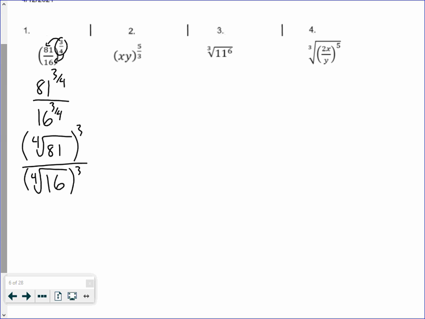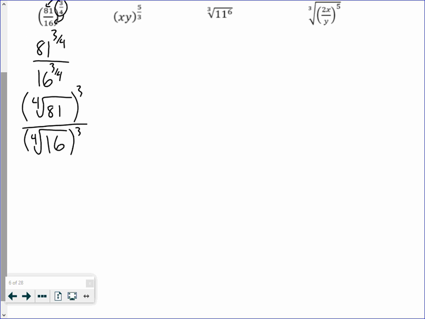In this case, we want to write the exponent on the outside because we can figure out what the 4th root of 81 is going to be. And same thing with the bottom, we can figure out what the 4th root of 16 is going to be as well. So the 4th root of 81, or what raised to the 4th power gives you 81, that's going to be 3. 3 to the 4th power gives you 81. So we're left with 3 cubed on the top. And on the bottom, we have the 4th root of 16. So what to the 4th power gives you 16? That's going to be 2. 2 to the 4th power gives you 16. So we're left with 2 to the 3rd on the bottom.